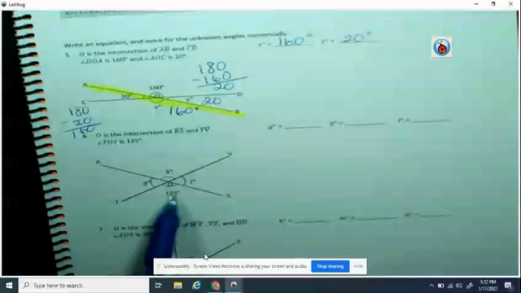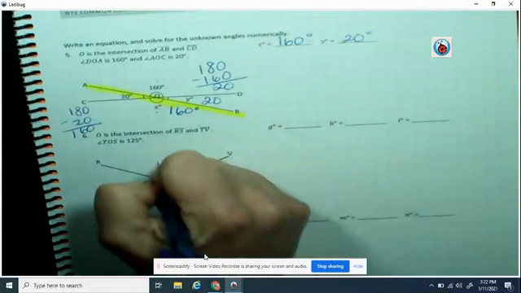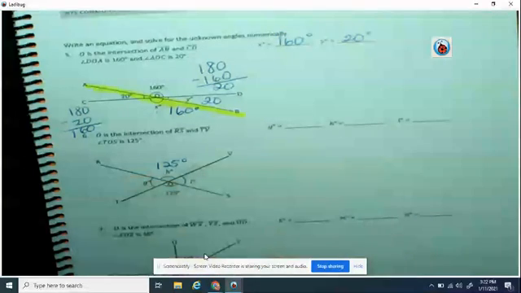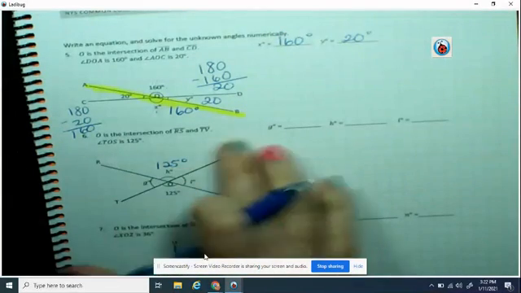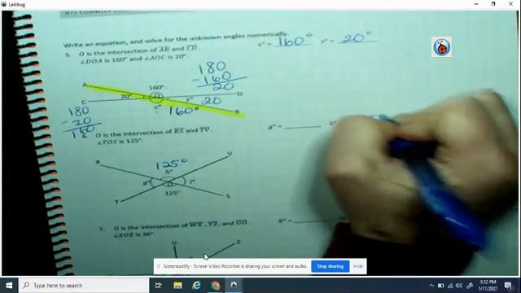So, okay, let's look at this one. If this one's 125 degrees, then the angle opposite it, H, up here, is 125 degrees. I don't have to do any math. When I have two intersecting lines, the angle on the opposite side is going to be the same degree. So I have 125 degrees.